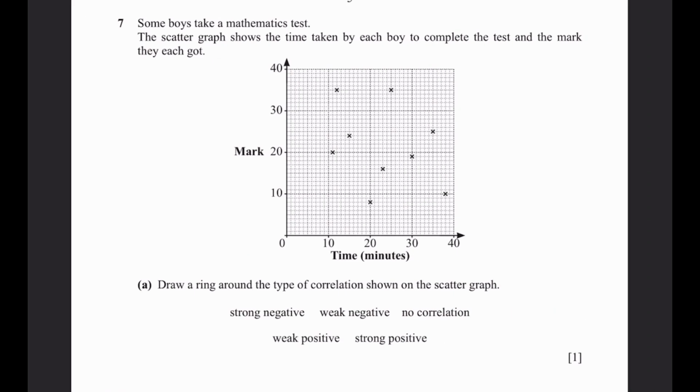Question 7. Some boys take a mathematics test. The scatter graph shows the time taken by each boy to complete the test and the mark they have got. A. Draw a ring around the type of correlation shown on the scatter graph. Strong negative, weak negative, no correlation, weak positive, strong positive. As you can see, these points are all randomly scattered and there's no big pattern between them. So that's why we can say that it is no correlation.